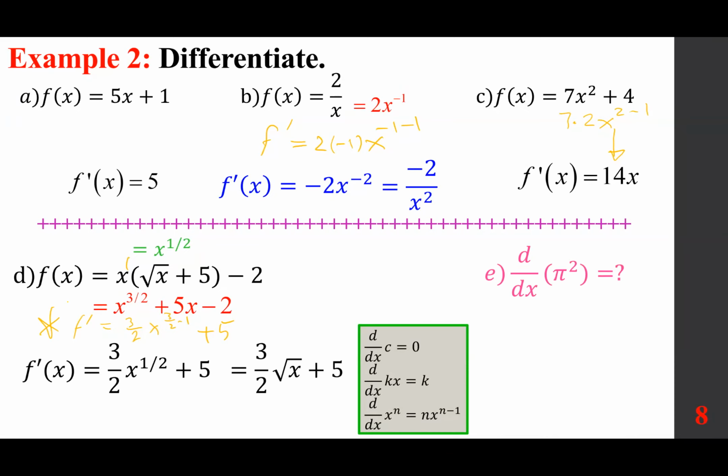Can anybody tell us the answer for here? d/dx of pi squared, what is that equal to? Zero. Perfect, because you're dealing with a constant. It's important to know if I change this to any number, pi squared, e, 1.5, 2/3, or 10,000, makes no difference. It's a constant, the answer is 0.